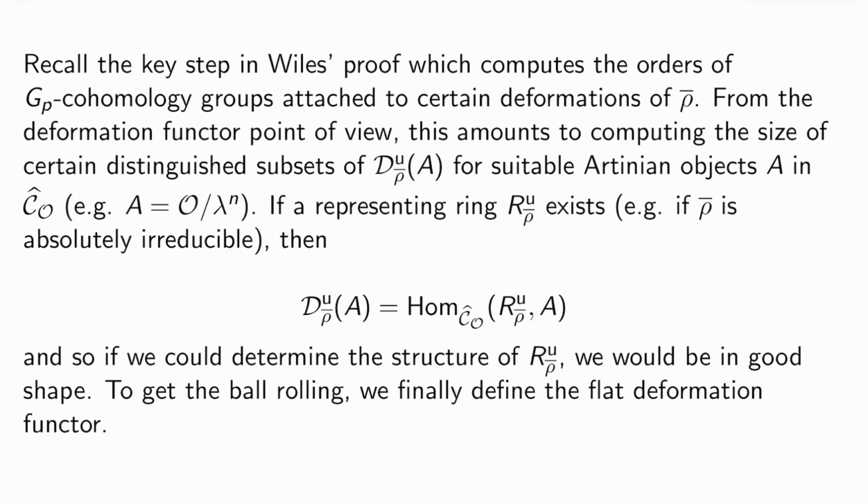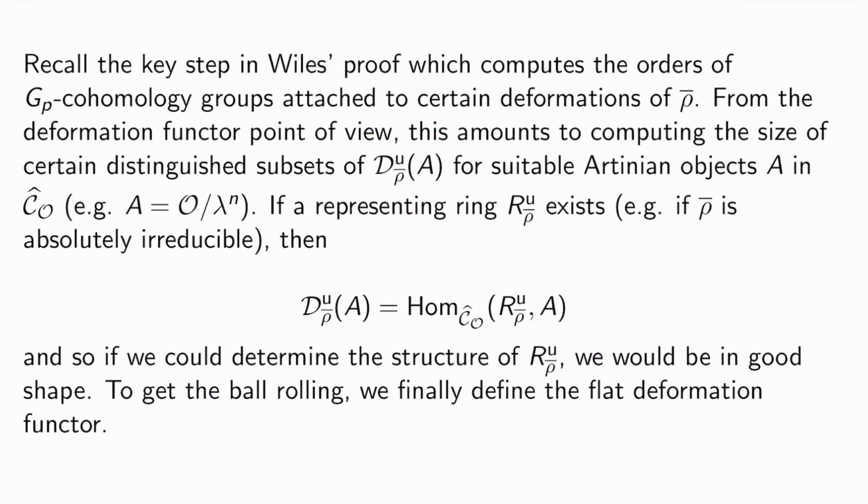Let's recall that there was a key step in Wiles's proof that computes the orders of G_p cohomology groups attached to certain deformations of rho bar. We've already been through these calculations, but let's recall that from the deformation functor point of view, these computations amount to computing the size of certain distinguished subsets of D^U_rho bar of A for suitable Artinian objects A in C hat O. For example, when A equals O mod lambda to the n, that's a big thing that you have to be able to understand.